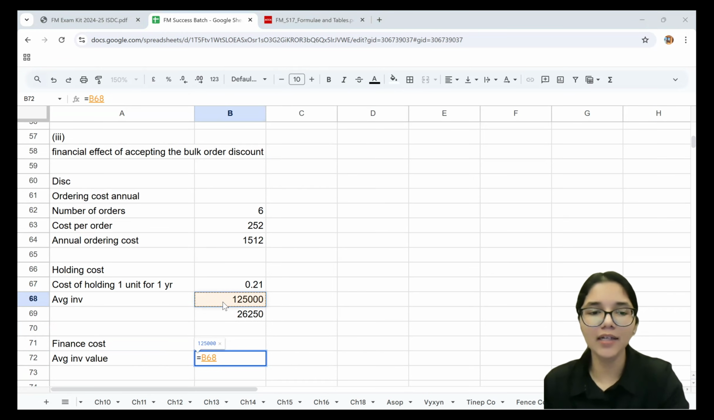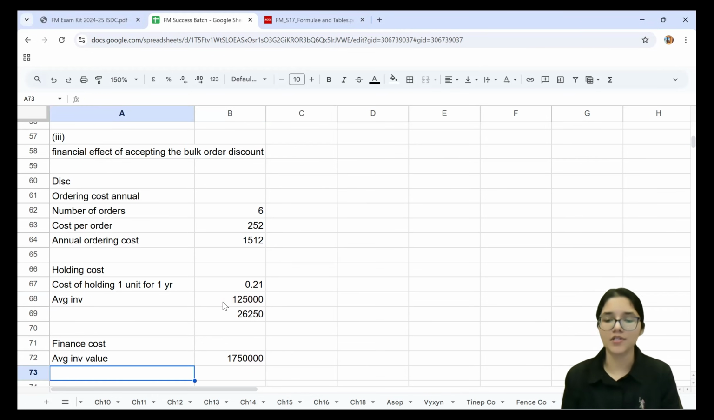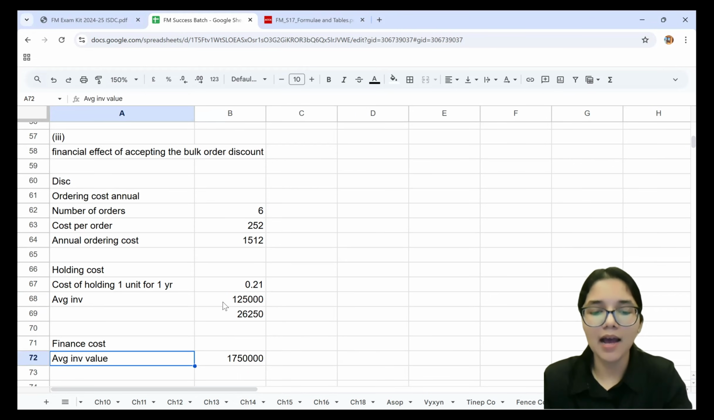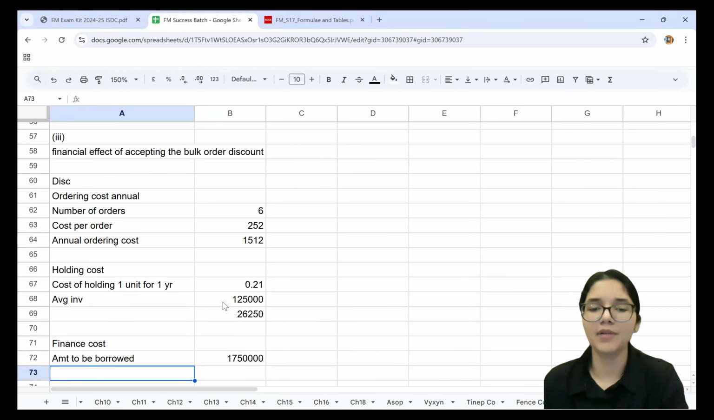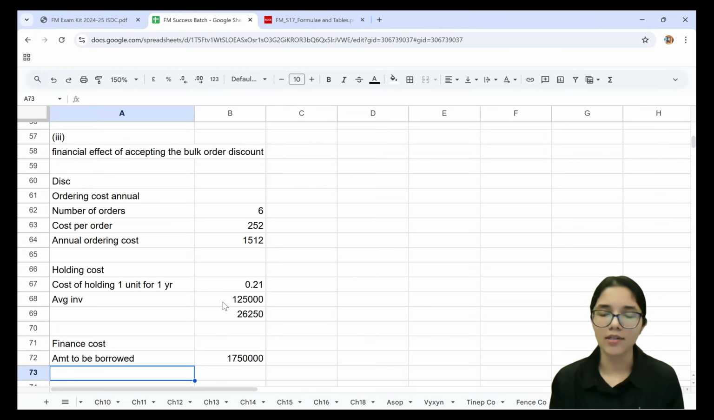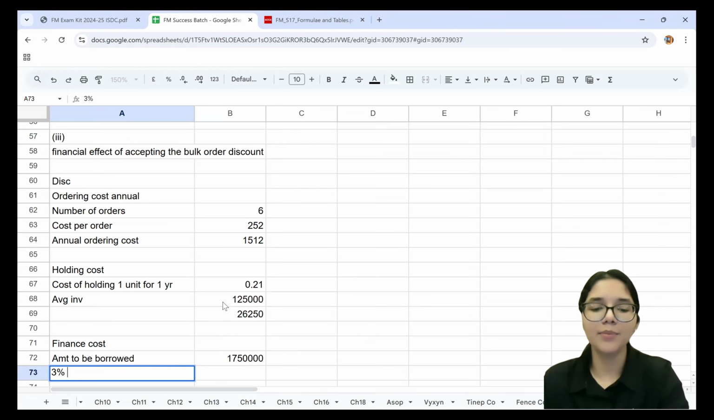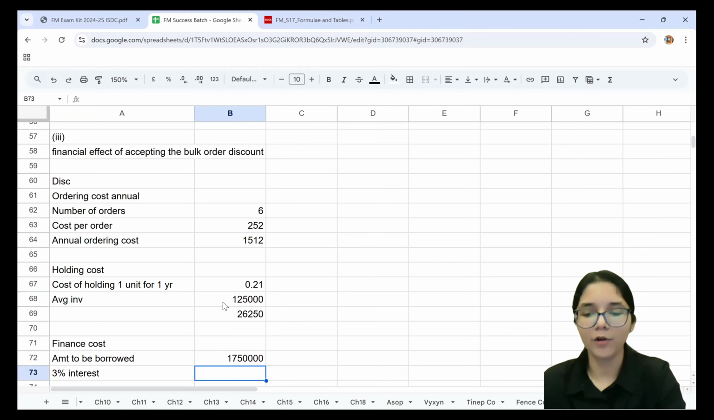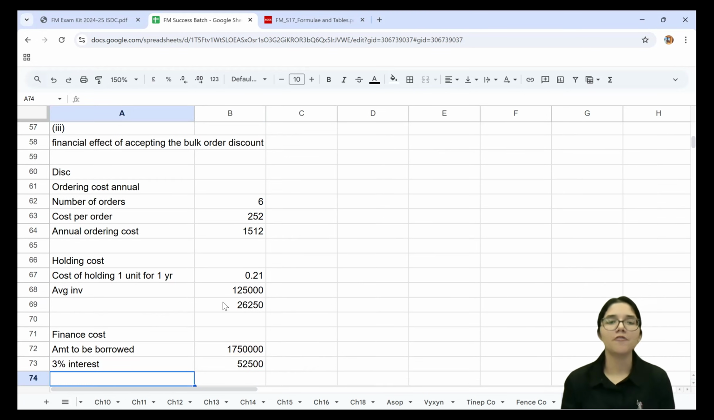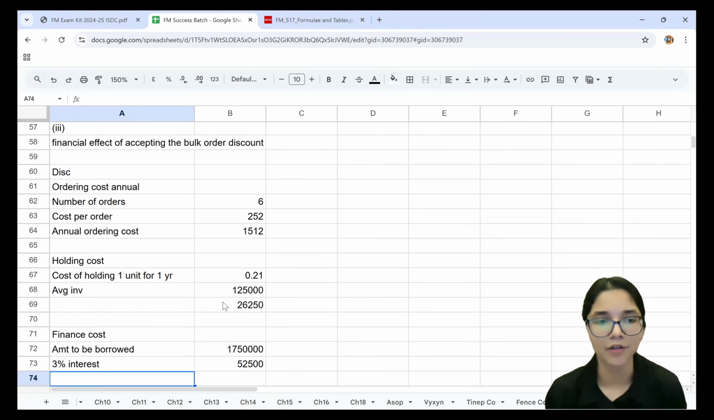Multiply this by 14. So I will know how much this inventory is going to cost me. So that means the amount to be borrowed from the overdraft will be these many. Then I bear a 3% interest over my overdraft. So into 3%, this is the amount of finance cost which I am bearing with this scenario.